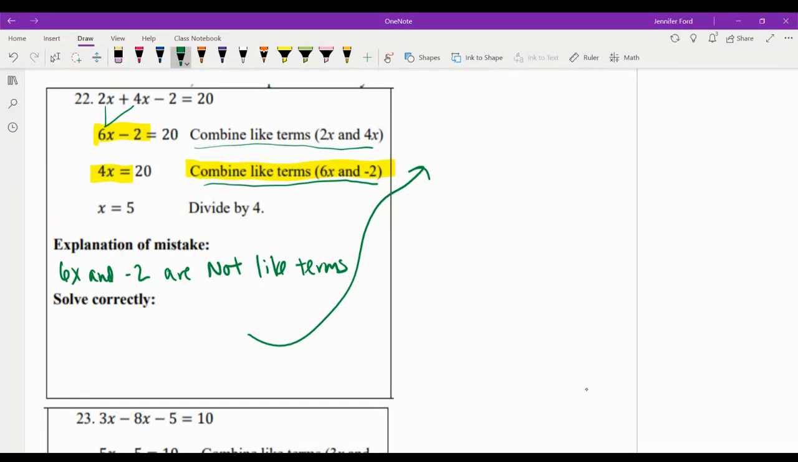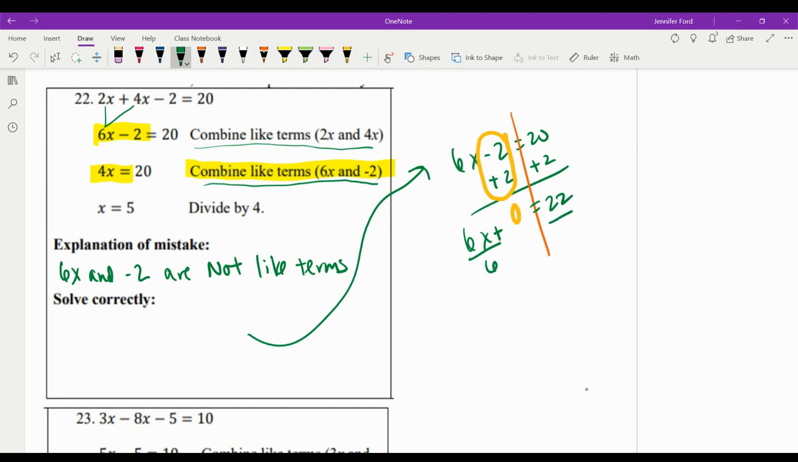I'm going to go ahead and start with a step that was correct. So 6x minus 2 equals 20. That was correct. I'm going to add 2 to both sides. Remember, I'm talking about both sides of my equation. And I'm doing this because I want negative 2 plus 2. I need to get this to 0. So that's 0. That's what I wanted. So 6x plus nothing equals 22. Divide both sides by 6. This does not come out evenly.